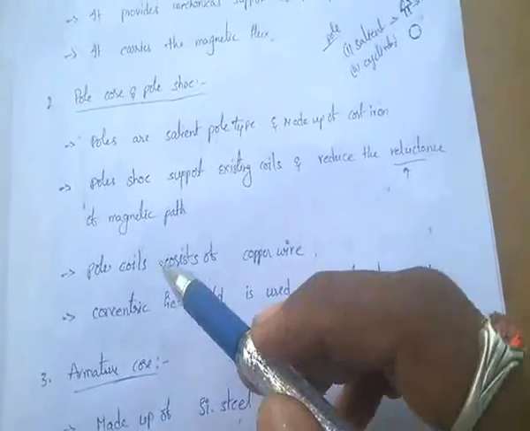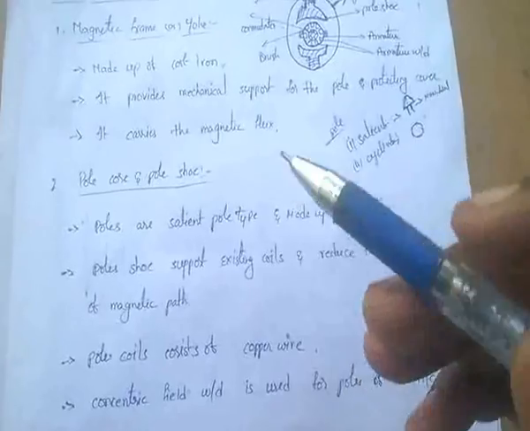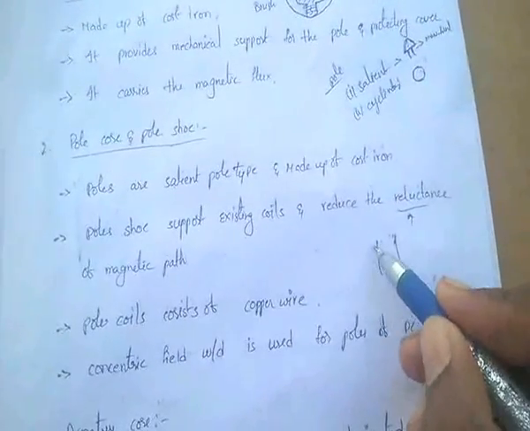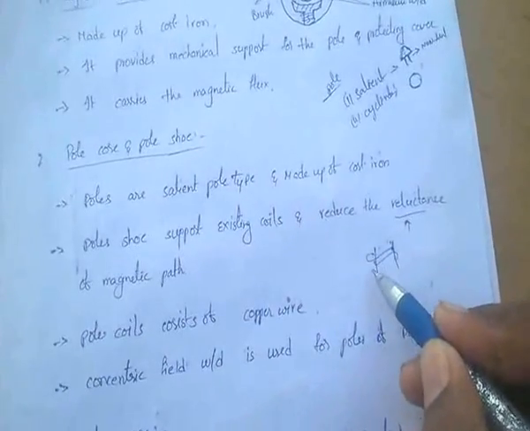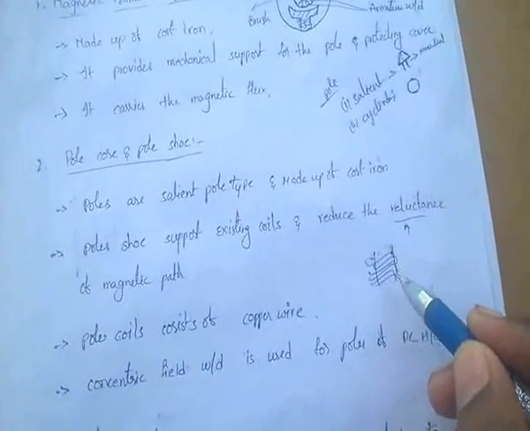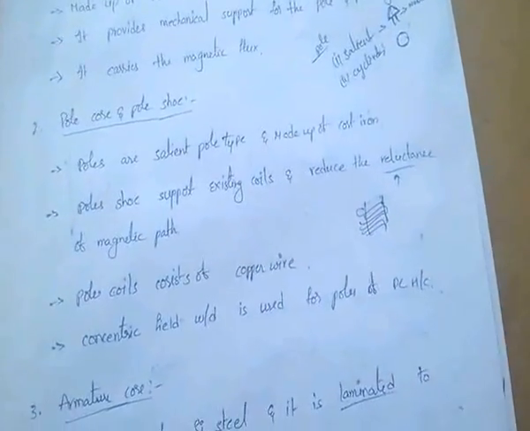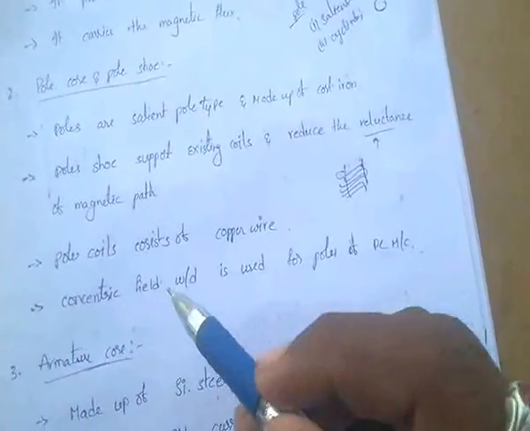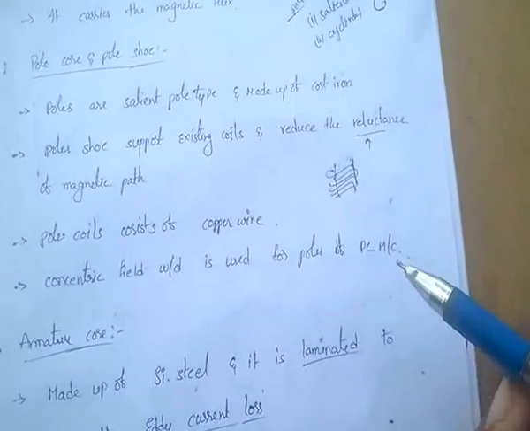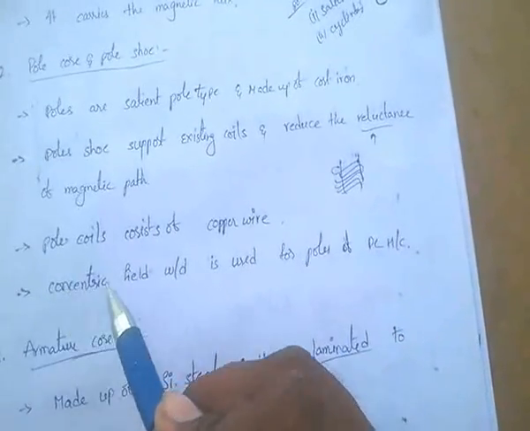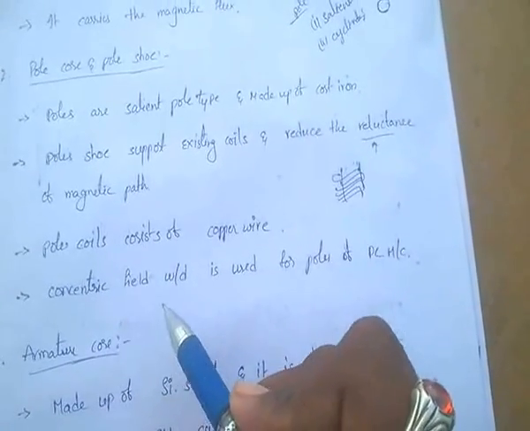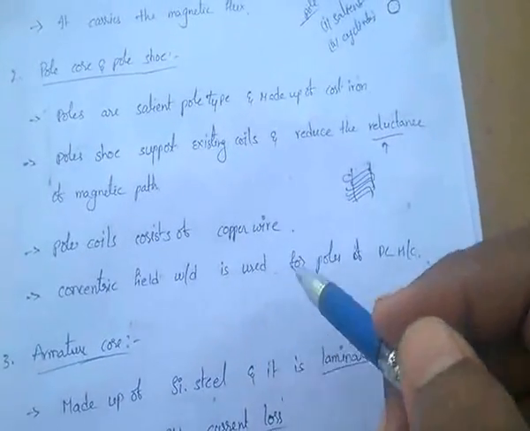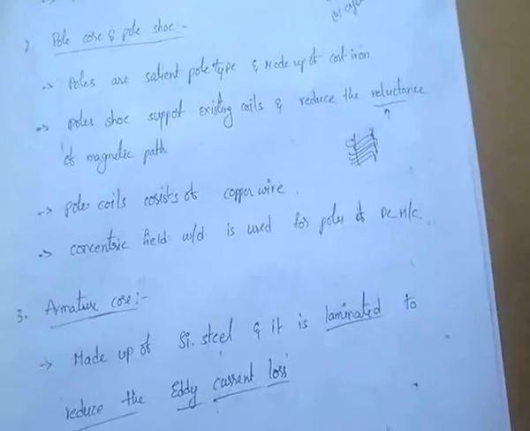Next one, pole coils consist of copper wire. This is a pole core, and these are the coils. These pole coils consist of copper wire, and concentric winding is used for the poles of a DC machine. Actually, concentric field winding and distributed field winding are examples of field windings. In DC machines, concentric field windings are used.